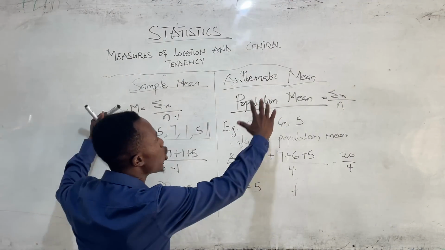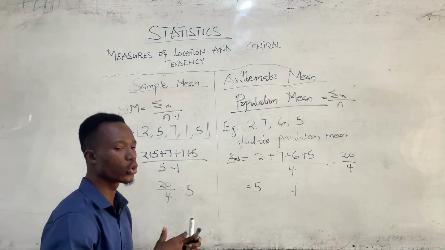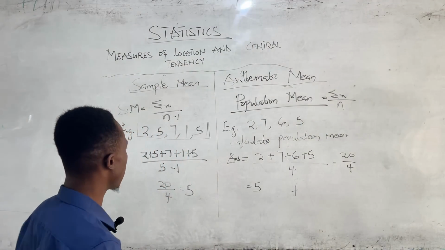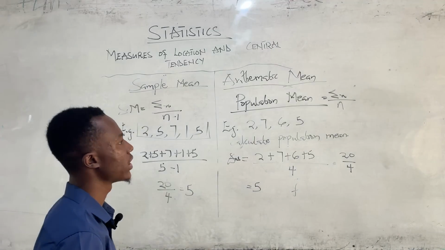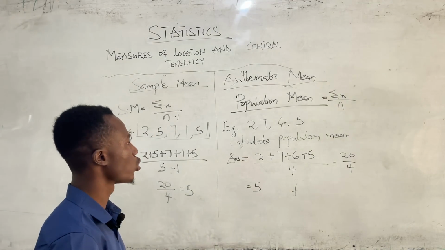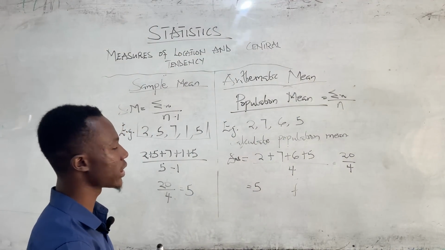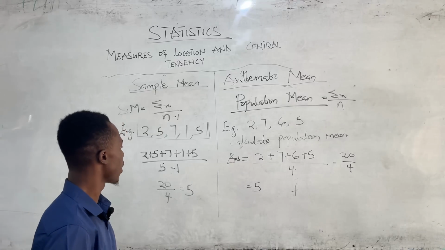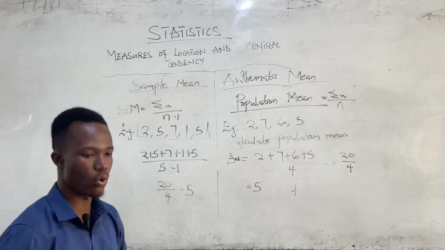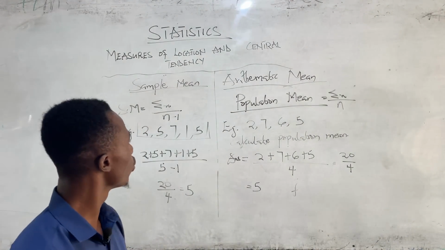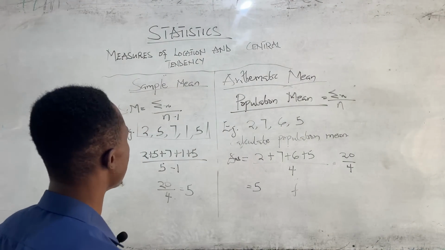But this is on raw data. You will get to grouped data, where a table will be given, and we use that table to construct our own items, and also use the same table to find the mean, median, and mode. Okay, so we are done with the arithmetic mean.